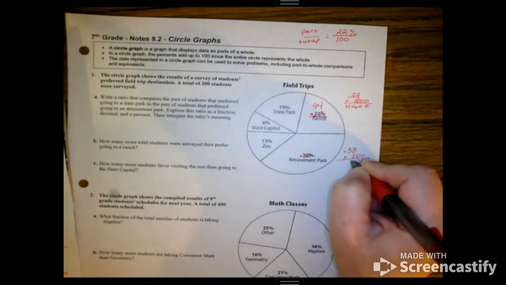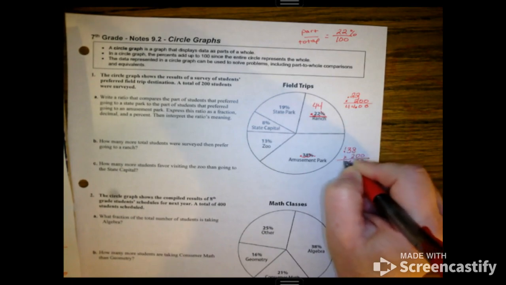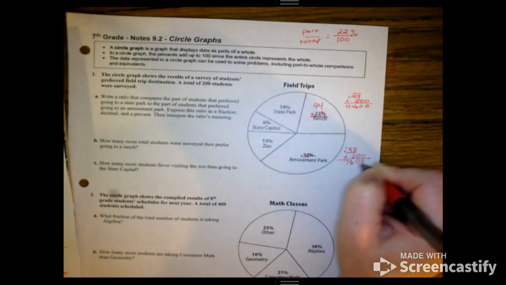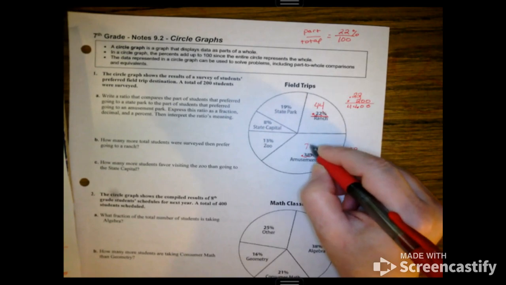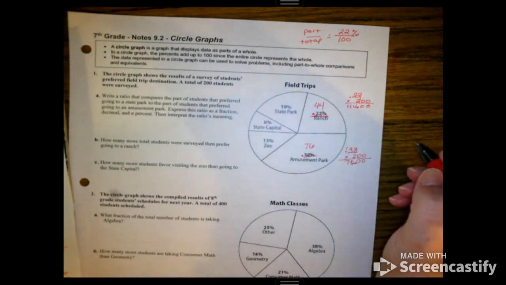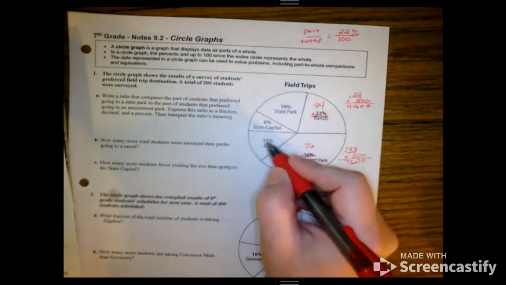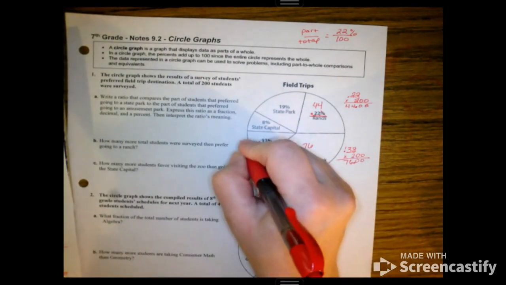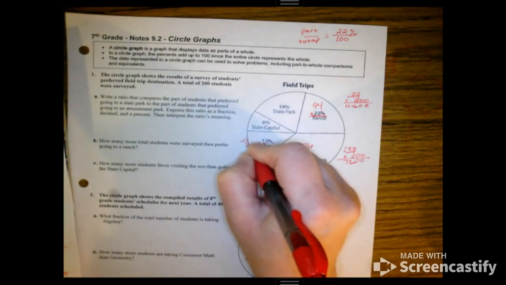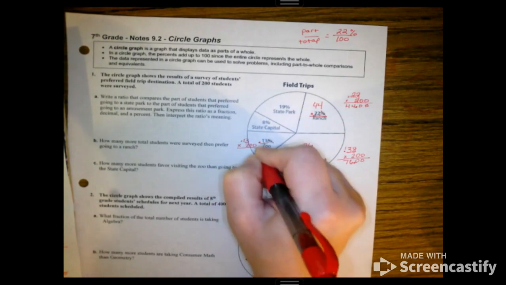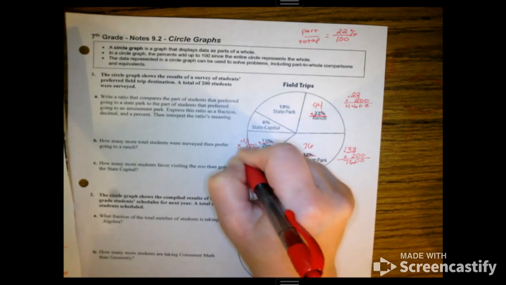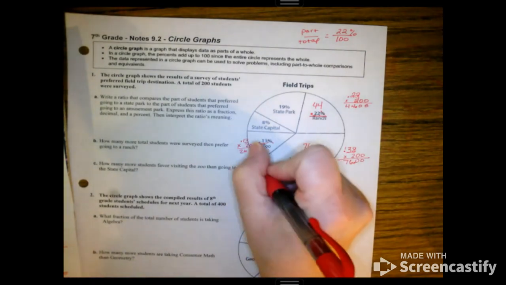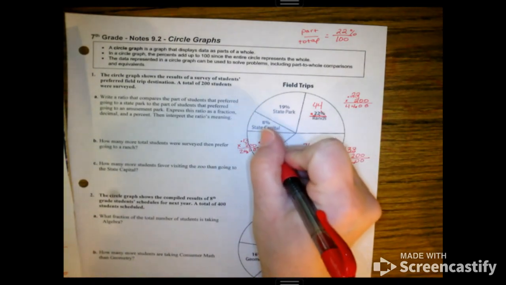8 times 2 is? 16. Carry my 1, so 6, 7. I had 2 decimal places. 76. Okay. So then I have 13. So 0.13 times 200. 0, 0, 6, and 2. How many decimals did I have? 2. So I have 26.